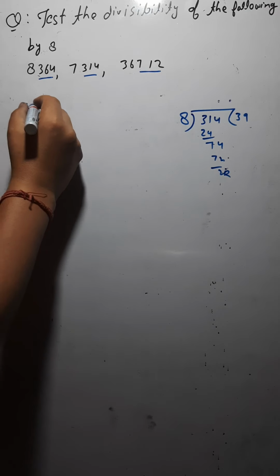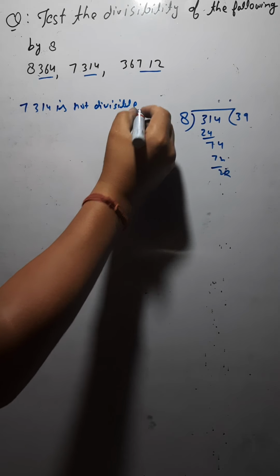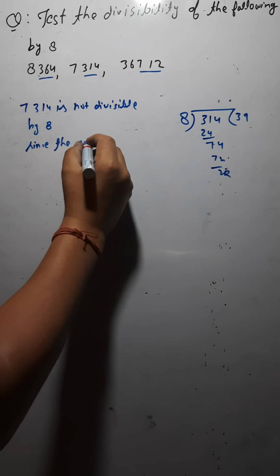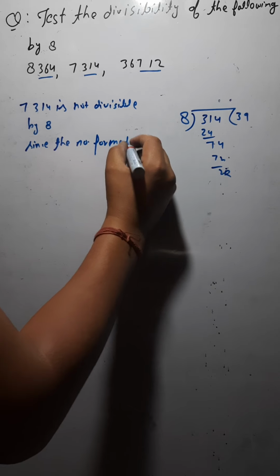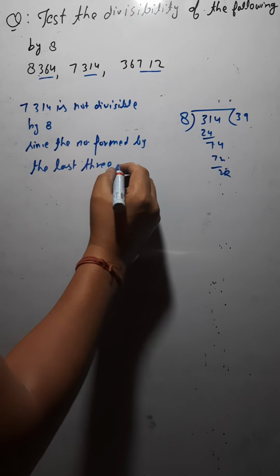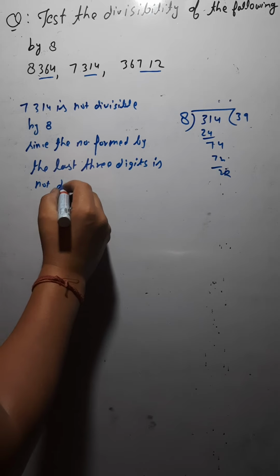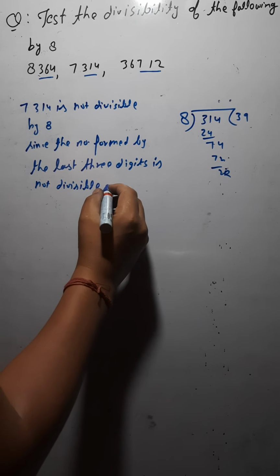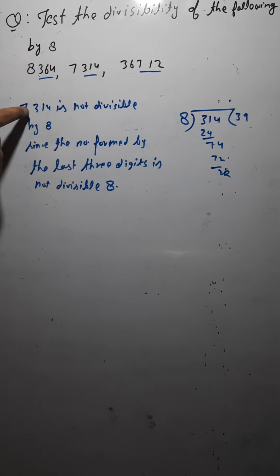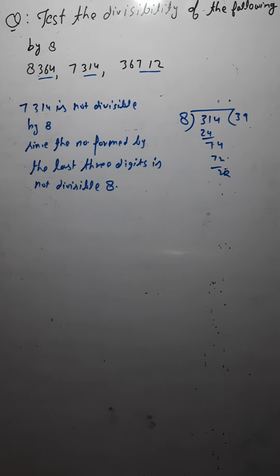You would write, 7314 is not divisible by 8. Why? Since the number formed by the last three digits is not divisible by 8. Had it been divisible by 8, then you would have written here 7314 is divisible by 8. But it is not divisible, so you would write it is not divisible by 8. Are you getting this? Yes.